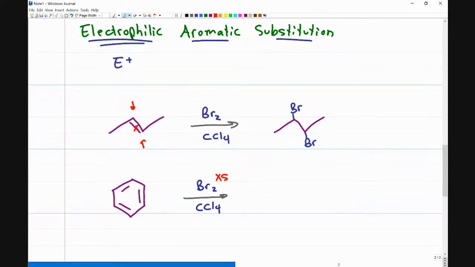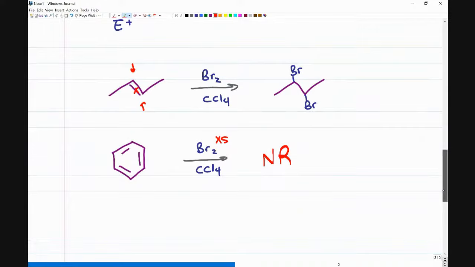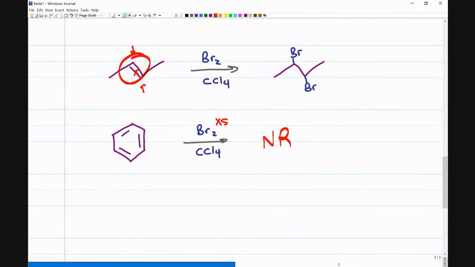Well, I'm going to get absolutely nothing. No reaction. This is not going to work. And the reason for that is a pi bond is definitely reactive. A pi bond is a very good nucleophile, and it will reach out for something nearby if it's attracted enough. But in the situation of a benzene ring, because I have the stability that comes with aromaticity, and if you're not comfortable with aromaticity, I put a link down in the description to my aromaticity videos.